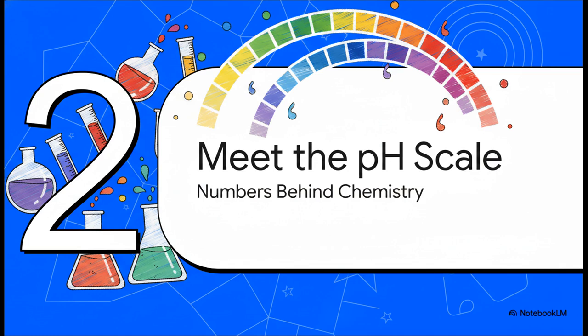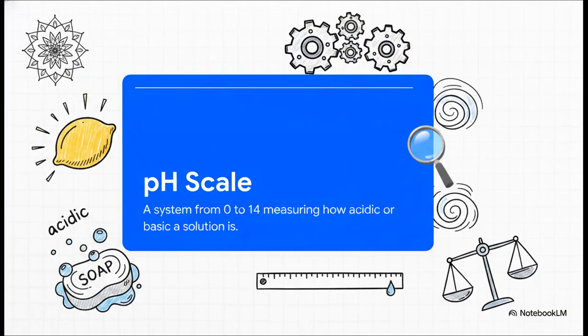Now, to understand the specific order of liquids and solutions, we're going to need a very specific tool, which brings us to Section 2, Meet the pH scale, the numbers behind the chemistry. Let's break this definition down nice and clearly because I want to make absolute sure you fully grasp this core concept before we move on. The pH scale is a measurement system using numbers from 0 to 14 to determine how acidic or basic a solution is. Think of it exactly like a ruler, but instead of measuring inches to see how long a piece of paper is, we're measuring the chemical personality of a liquid.